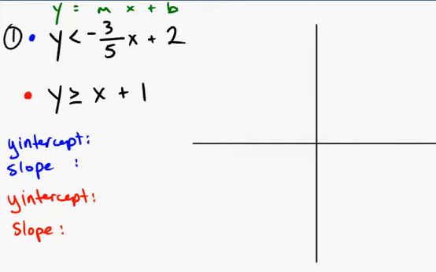Guys working hard on this? Good. Oh, we did a third one? Whoops. No, there's no third one. I just wrote slope-intercept form up there.